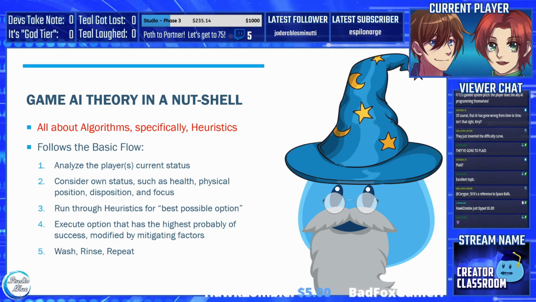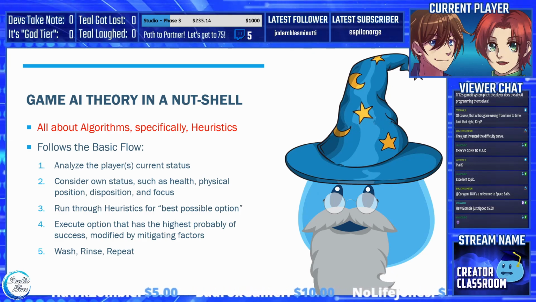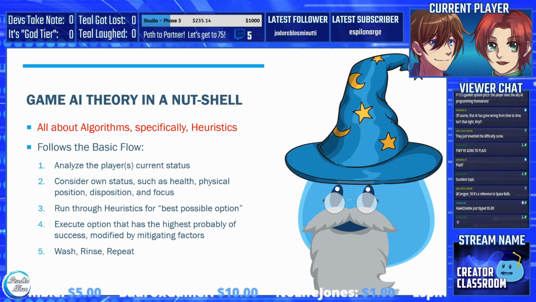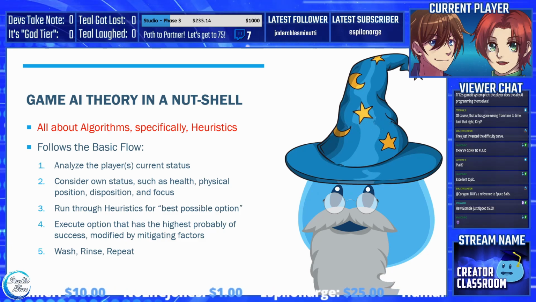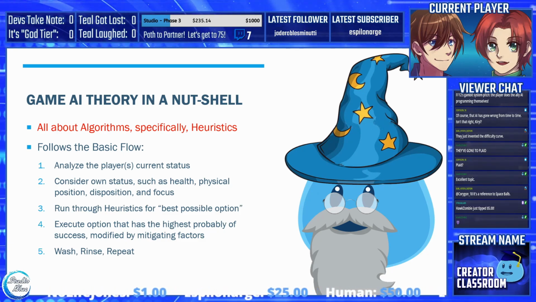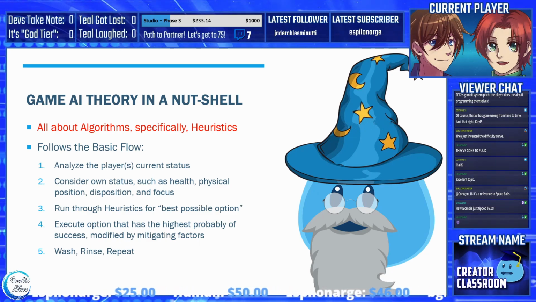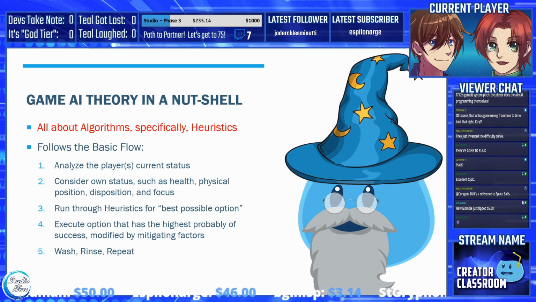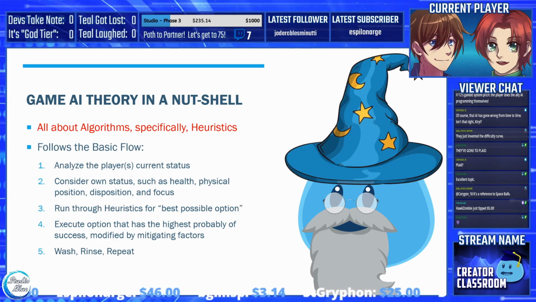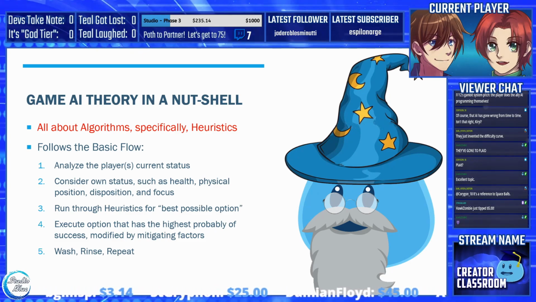The goal of the AI might be to reveal a piece of visual information, like show a castle off in the distance. The goal of the AI might be to have the soldiers converge on the player. Whatever the goal is, it runs that option based on what has the highest probability of success, taking into account mitigating factors like, for example, other players on the field.